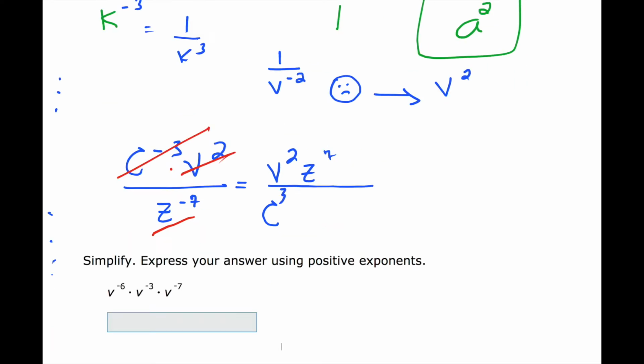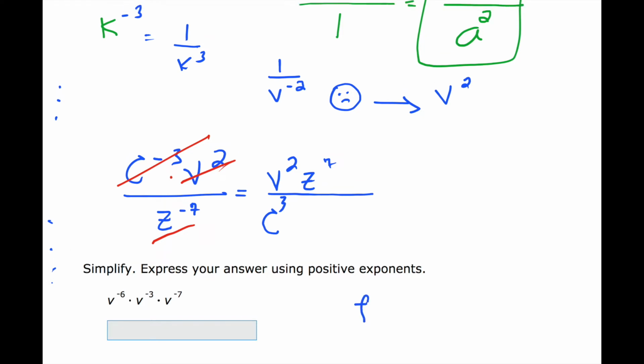It says express your answer using positive exponents. This is exactly what we just did, by the way. Okay, I see what you're saying. So if you had F squared times F to the third, what is that answer going to be? You have to add the powers.